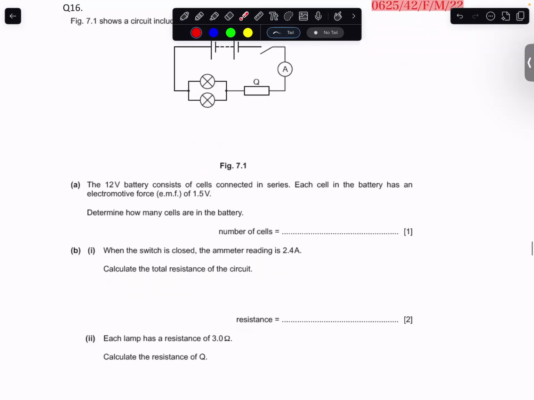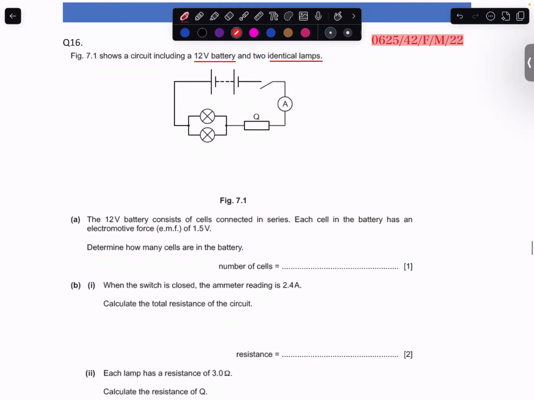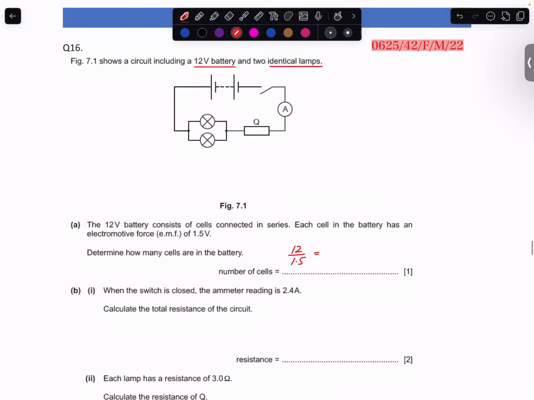Part A of this question: the 12-volt battery consists of cells connected in series. Each cell of the battery has electromotive force 1.5 volt. Determine how many cells are in the battery. So now we have the total voltage, that is 12 volt, and the voltage of each cell is also given, that is 1.5. After division, I will get the answer, and that answer is equal to 8.